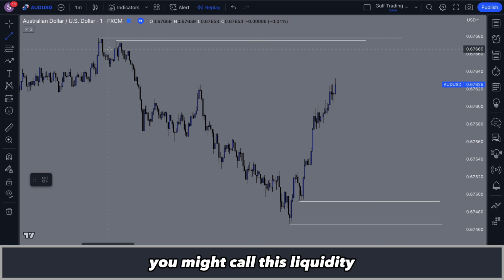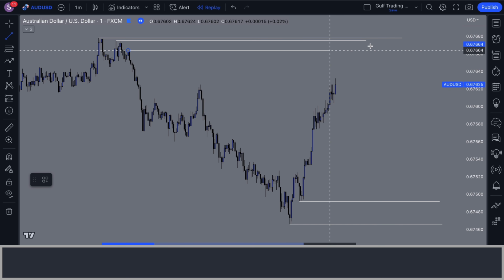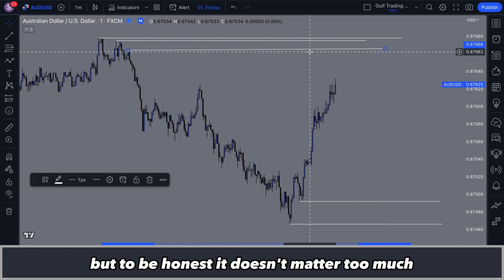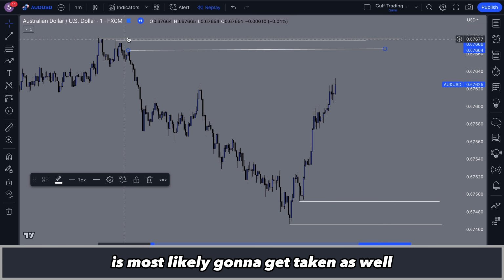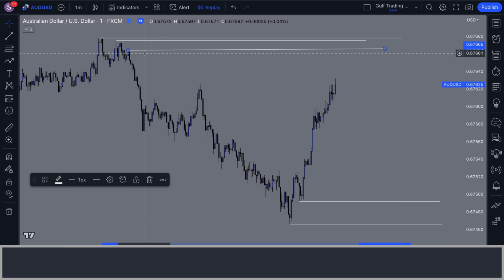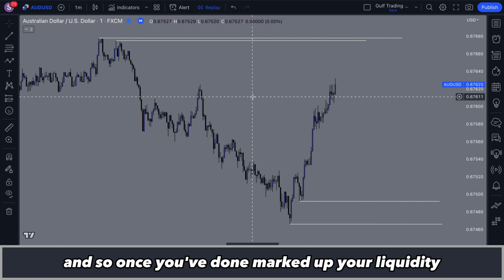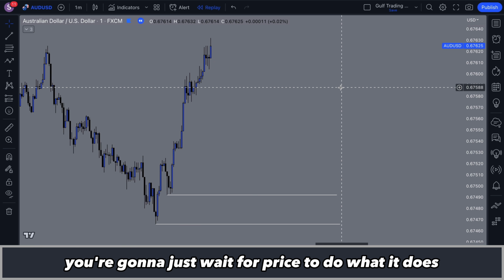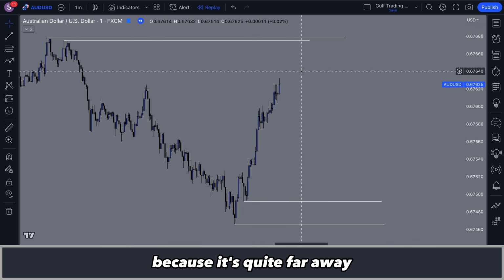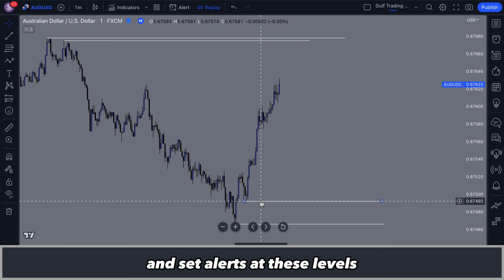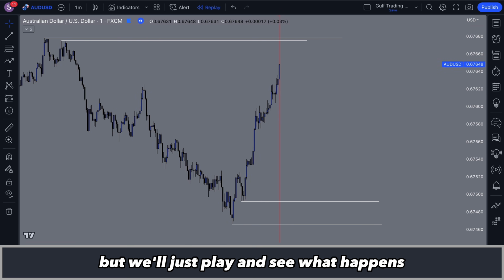You might call this liquidity, but to be honest, it doesn't matter too much, because if that gets taken, the liquidity right above it is most likely going to get taken as well. Once you've marked up your liquidity, you're just going to wait for price to do what it does. You can even leave the charts for a bit because it's quite far away, and set alerts at these levels, but we'll just play and see what happens.